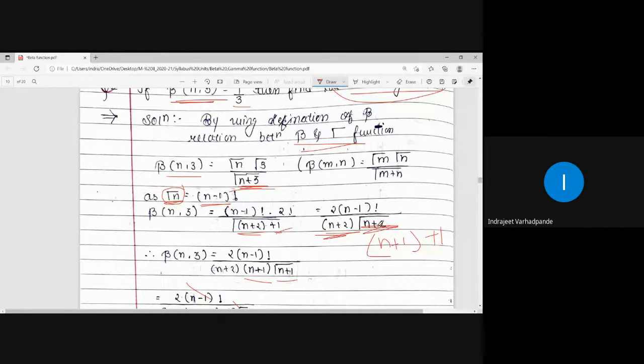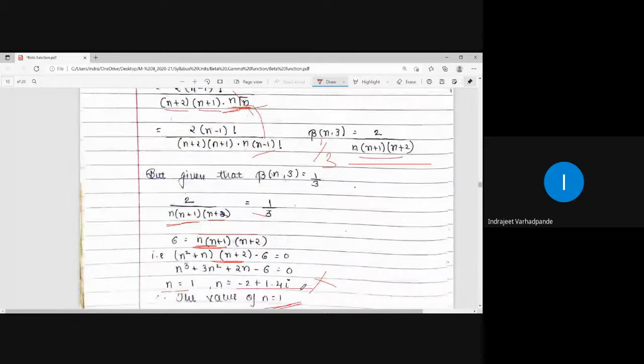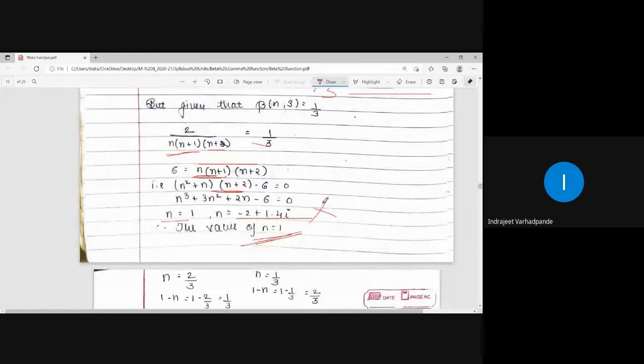n plus 2 is again written as n plus 1 plus 1. So it became n plus 1 gamma n plus 1. Gamma n plus 1 is n gamma n. Gamma n is n minus 1 factorial. From the numerator and denominator, n minus 1 factorial vanishes. I am left with the finite terms, and then you can simplify and get the answer. So neglecting the complex or imaginary roots, we have the value of n as 1, which is nothing but a positive integer.